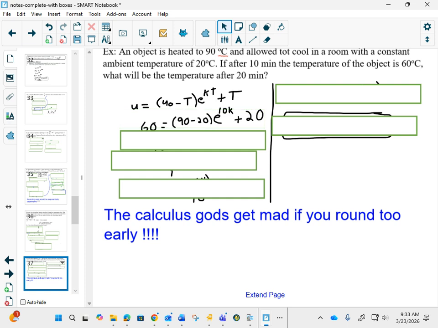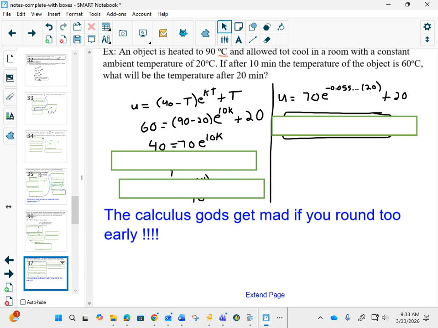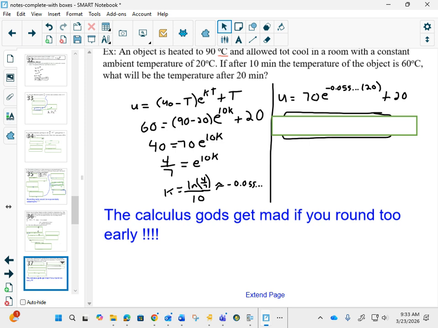And if we plug in what we know, the initial temperature is 90, the ambient temperature is 20. And if we solve for this, we could solve for K. So get your exponential equation by itself, take the natural log of both sides. Now that we've solved for K, if you want to find it after 20 minutes, you could just plug it in.